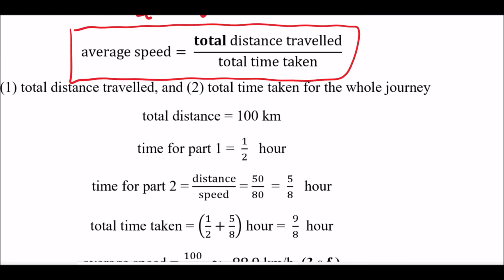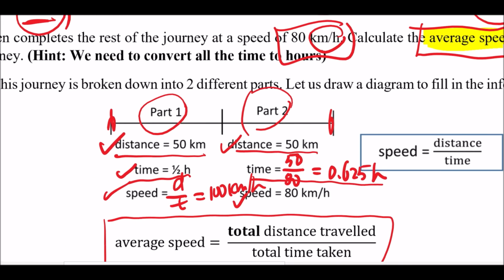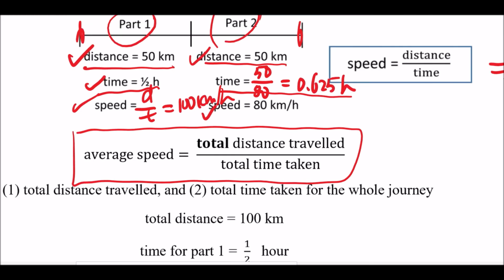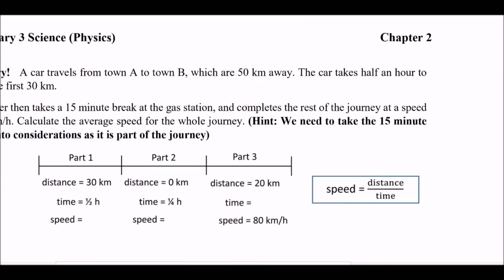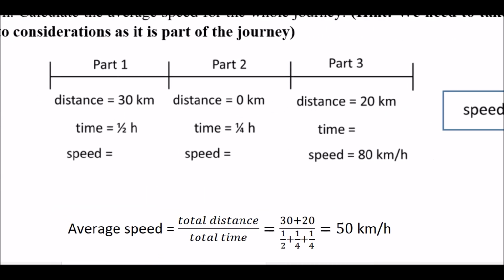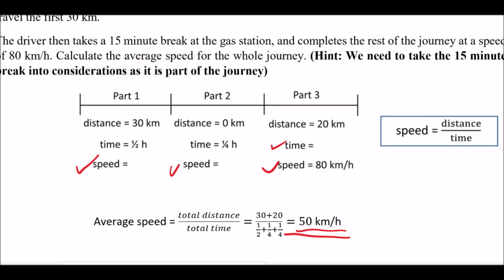So this diagram here to me is very, very useful. Please draw it on your own. This won't be provided in the exam, of course. Alright, moving on. This is just an example for you to try. All you have to do is put in all the numbers and figure out all this. You can try on your own. The answer is 50 kilometers per hour. If you're not sure, you can then consult your teacher.